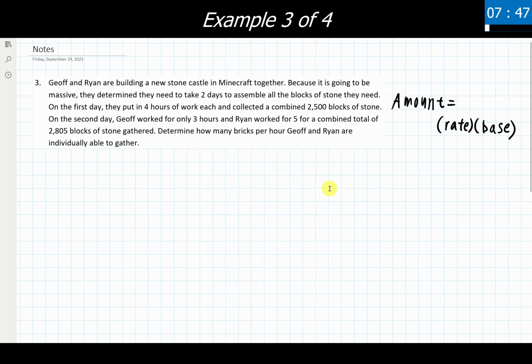So what we're going to be using here is the modified and more generalized DIRT equation. It's this: amount equals rate times base. And this base in this instance is going to be the time. So an amount of something based on some rate that, call it work, is being done, multiplied by some base amount, which is going to be time, or hours in this instance.